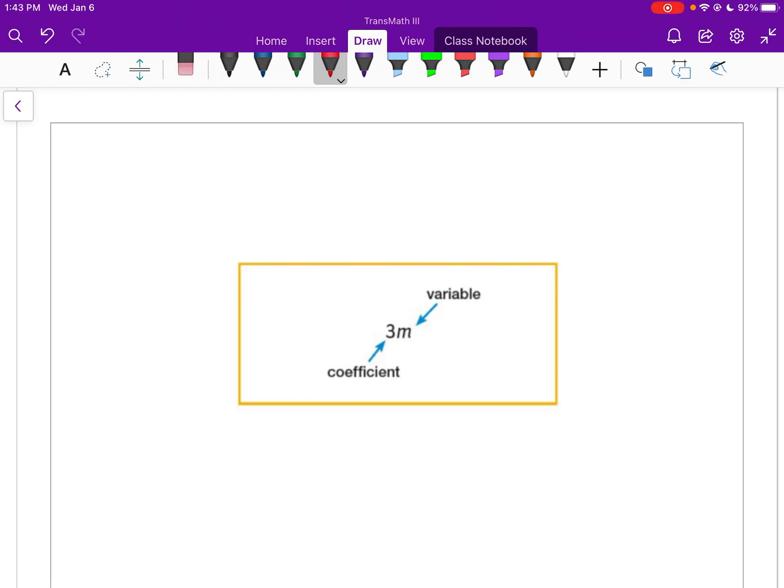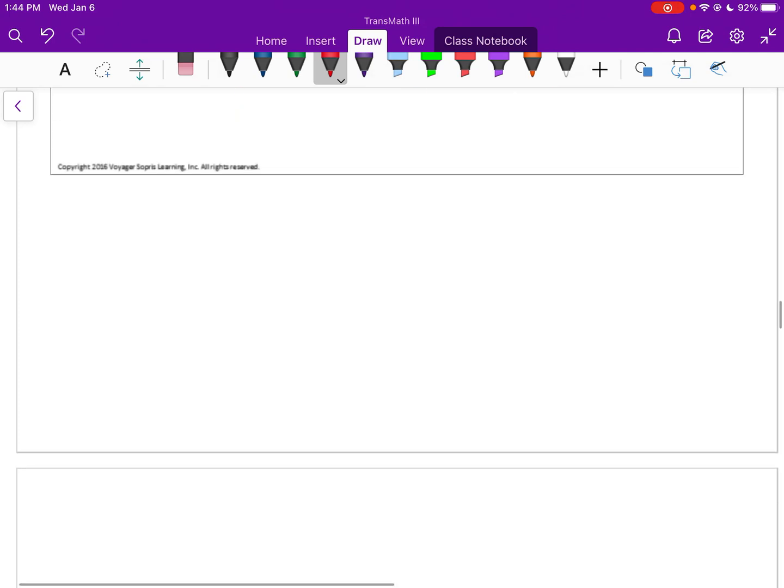Okay, so now with that 3m, some definitions for this. We know what a variable is. It's a letter that's representing something that varies, a number, right? Now, that number that's going to go in front of the variable, we call that the coefficient. We're going to refer to that term quite a bit. So know that the number in front of the variable is the coefficient.